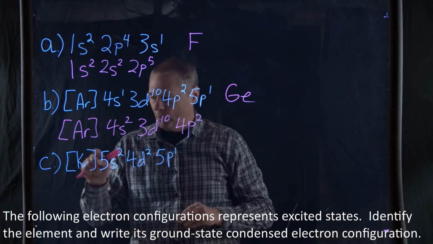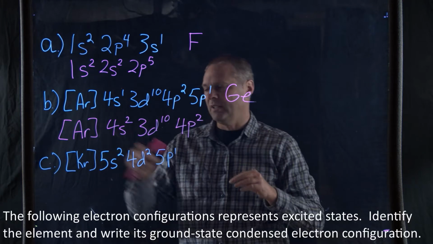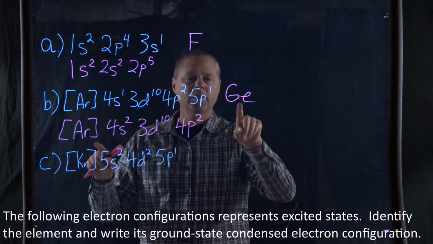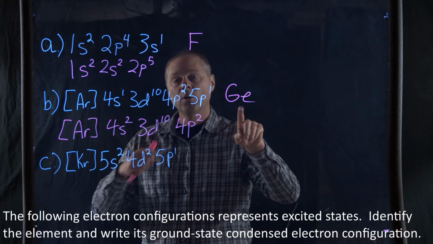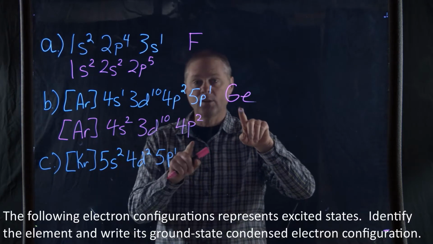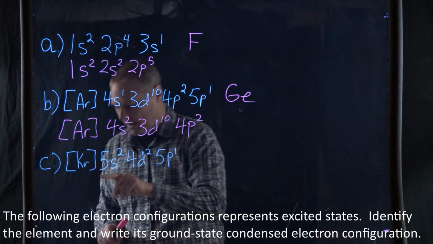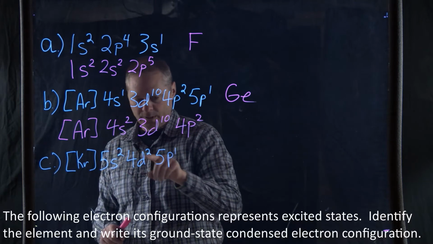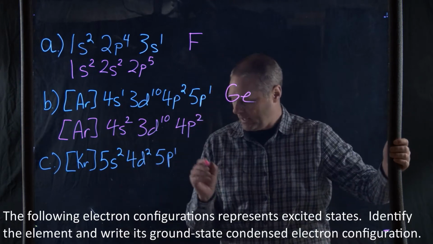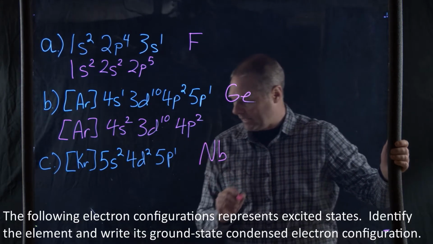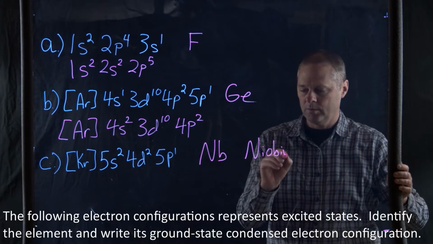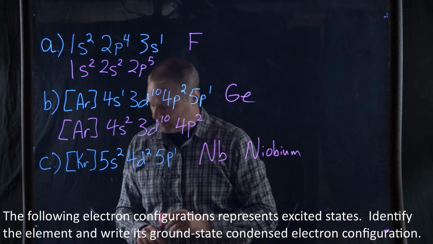For the next one, we have krypton. If we want to write the condensed electron configuration, you look at where the element is on the periodic table, go backwards till you come up to the noble gas, and then go forward until you come to the element. Here we have krypton, and this is going to be the 7th element after krypton, and that is niobium. It's one we don't talk about a whole lot.